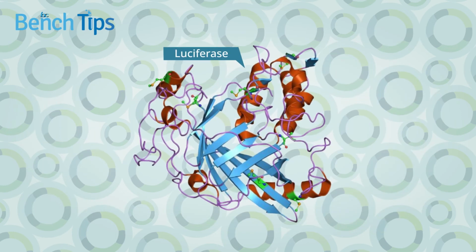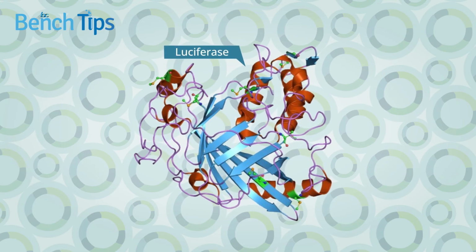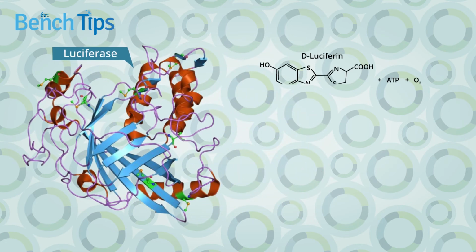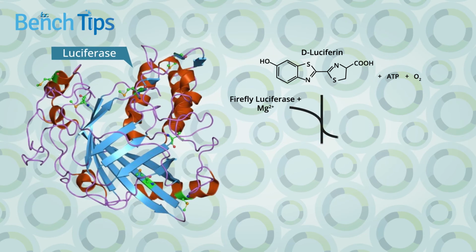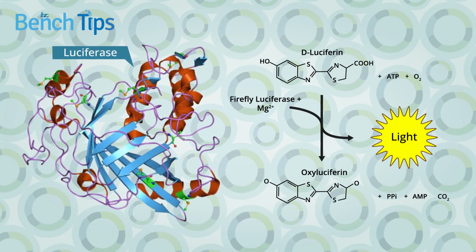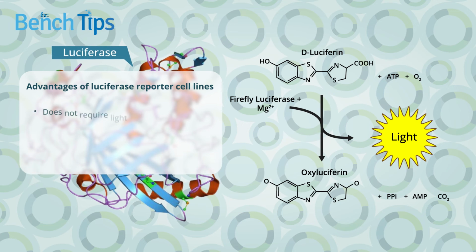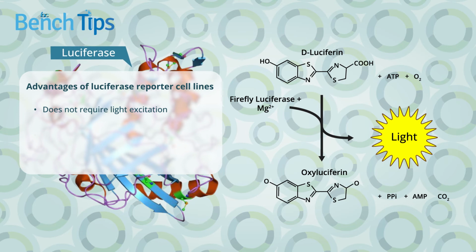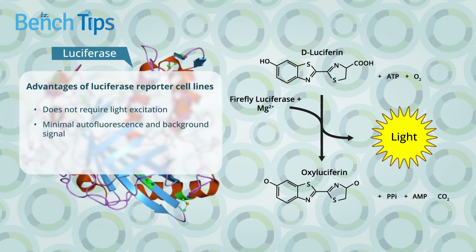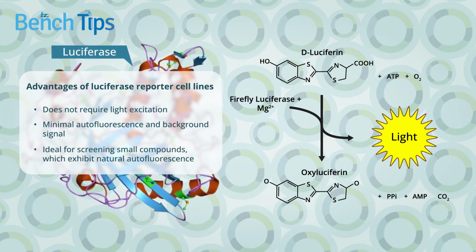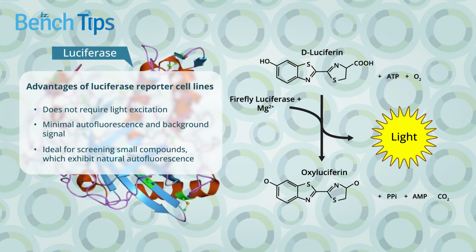While many different reporters are available, luciferase is one of the most widely used. The luciferase enzyme converts its substrate, luciferin, into oxyluciferin, a process that produces a luminescent signal. Unlike fluorescence, the reaction does not require light excitation. As a result, luciferase reporter cell lines have only minimal autofluorescence and produce readouts that are virtually free of unwanted background signal. Low autofluorescence can especially be beneficial for compound screening applications since many small molecule drugs naturally autofluoresce and can be mistakenly identified as hits.